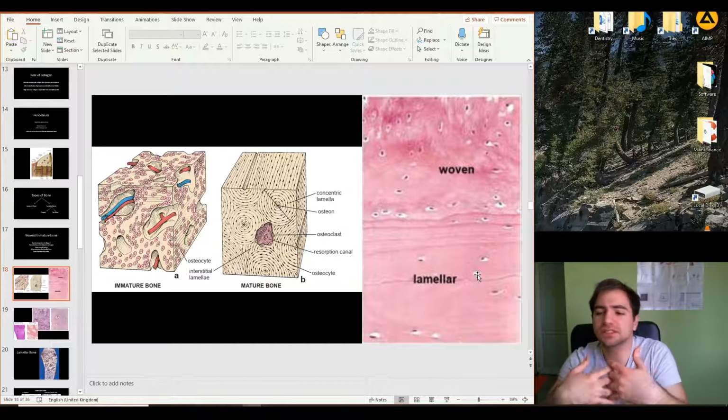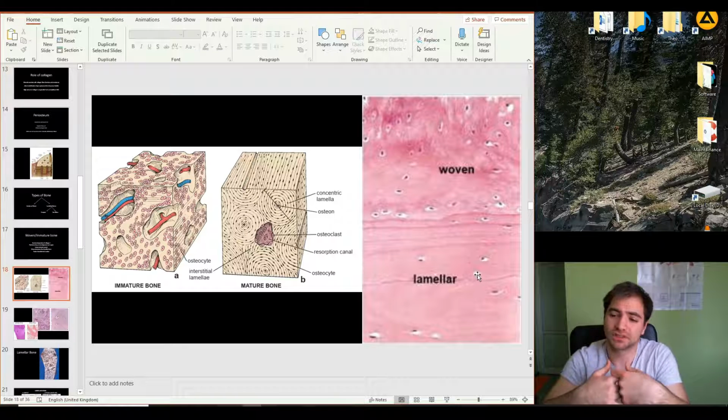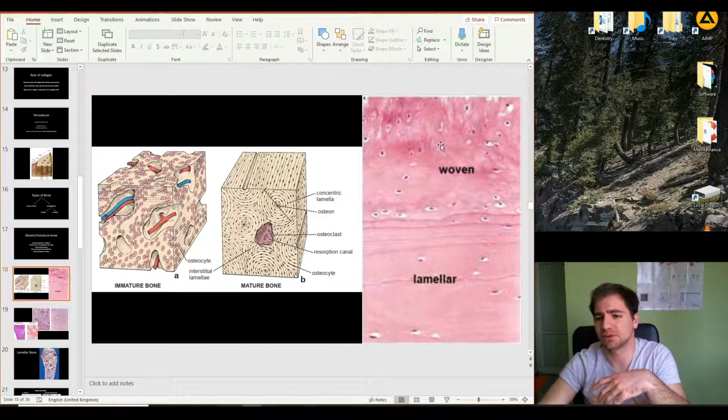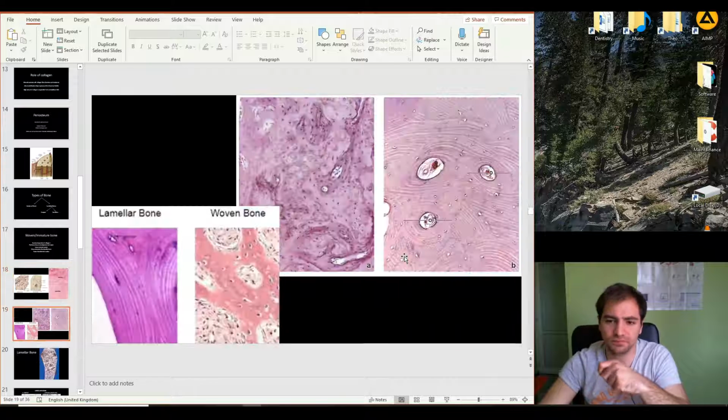One of the easiest things to do and to see, to identify whether this is woven or lamellar, is the amount of cells. Here, for example, you can see this is the distinction point. The woven is right here. You can count that the density of the cells is much higher than the density of the cells in the lamellar right here.